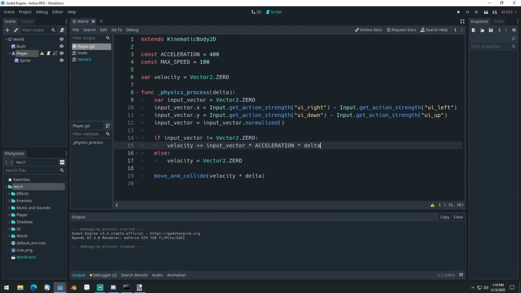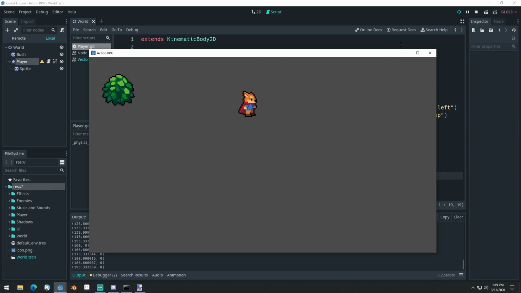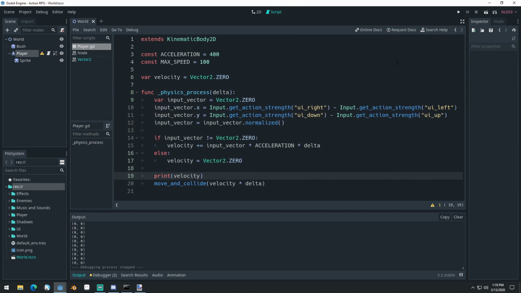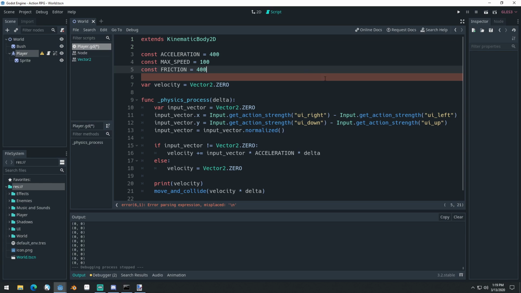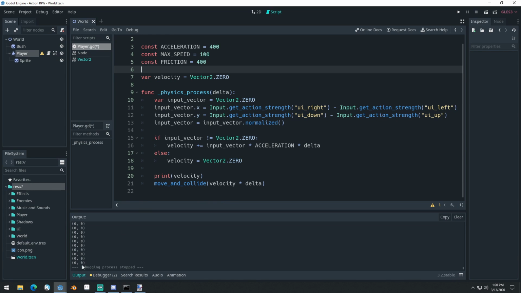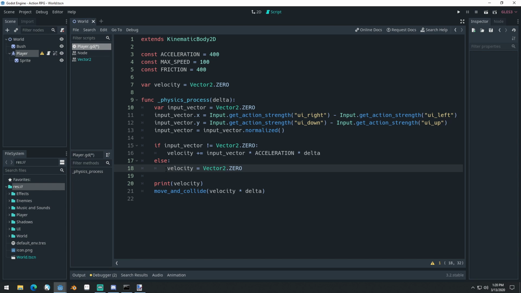Let's print our velocity so we can see what it looks like. Print velocity right here. See how this looks. Takes us a while to get up to a maximum speed of like 400. Now that we have a velocity, and we'll mess around with that acceleration in a minute, we want to have some sort of friction amount. So let's create another constant here, and we'll set this to 400. We might want our acceleration and friction to be different. We'll see.